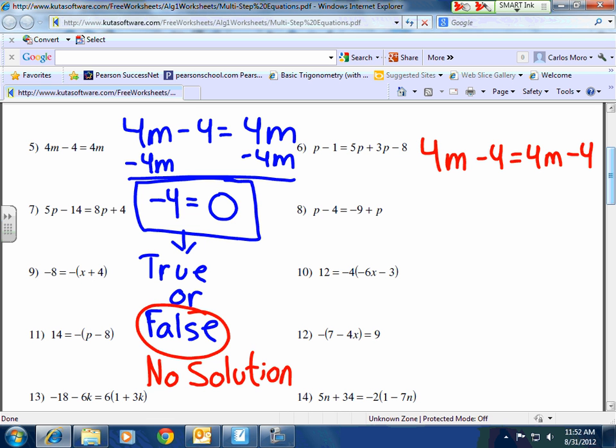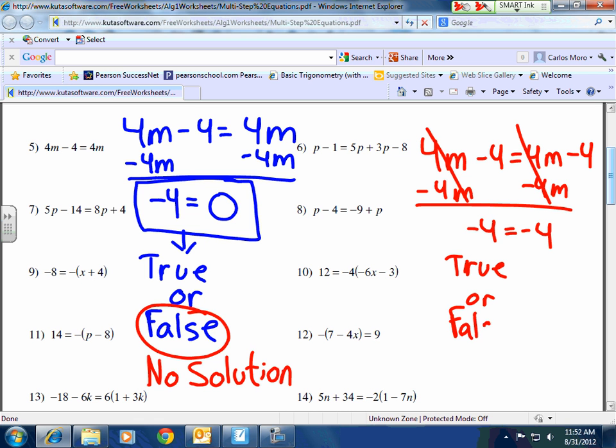There are no distributive properties to complete, and we don't have any like terms on both sides to combine. But I do have to move the variables to one side. So I'm going to subtract 4m to both sides. And what's going to happen here is I got negative 4 equals negative 4. Now again, is that true or false? It is true, which is why it's all real solutions. That means that any value of m can be plugged in and the equation will hold true.